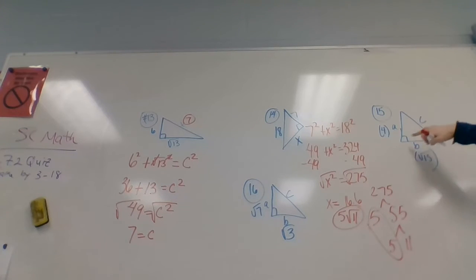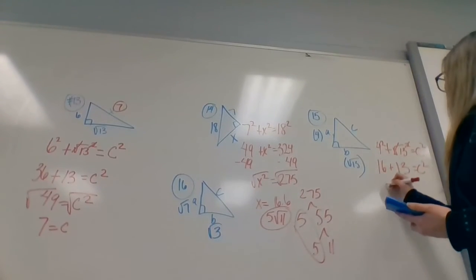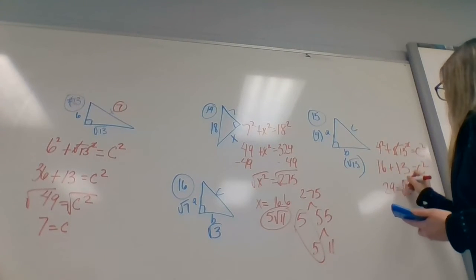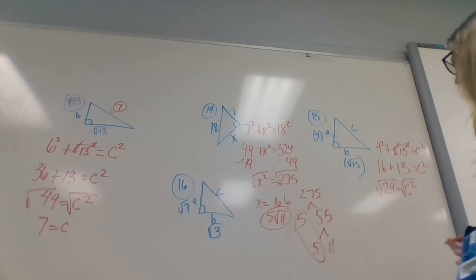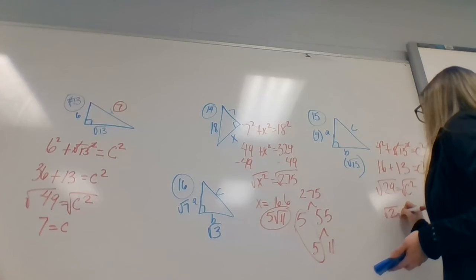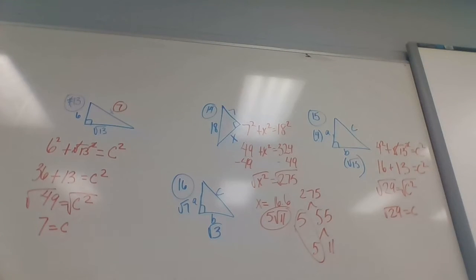Number 15 is asking me to find, I'm given a leg and a leg here, and I'm looking for the hypotenuse. So again, set it up just like 13: 4 squared plus root 13 squared equals c squared. And then I'm left with 4 squared, which is 16, 4 times 4. Remember, when we square a square root, it undoes it, so we're left with 13. And I'm going to continue solving. I have 16 plus 13 gives me 29 equals c squared. Gotta undo it because I need just c. And in this case, I can't break down 29 anymore. It's an odd number. So in this case, the square root of 29 is c.